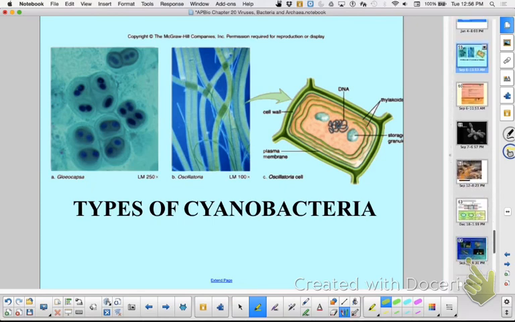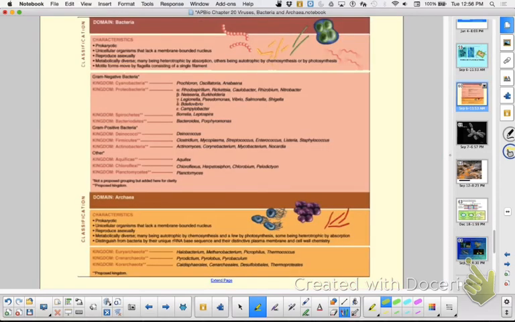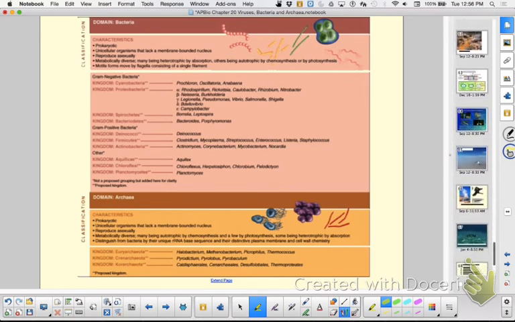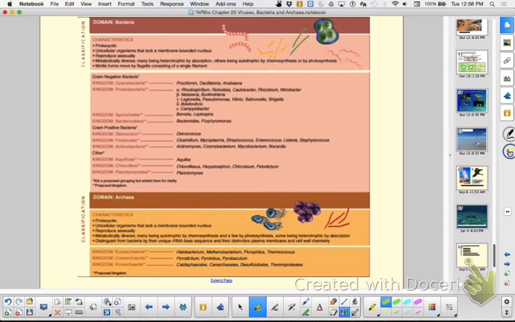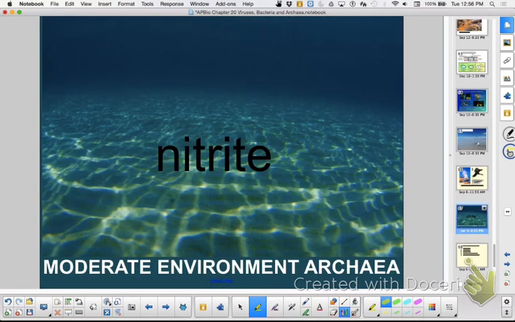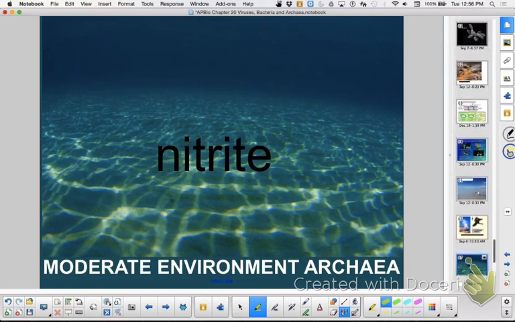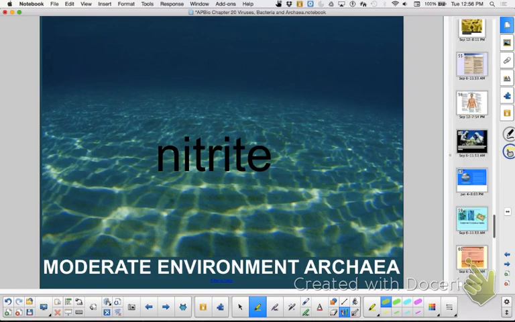Last but not least, we talked about Archaea, another prokaryotic organism, and we know them as what? What's another name for Archaea? Extremophiles, right? They live in extreme environments where it's very salty or very hot or there's a low pH. And one thing to remember is that they can provide nitrite to oceans and water. There's something else I was going to show you, but I can't remember what it is, so we won't worry about it.